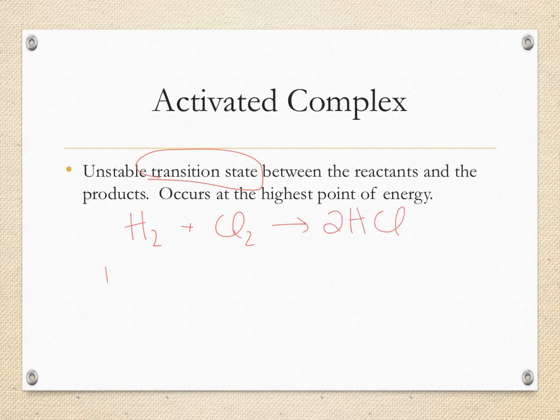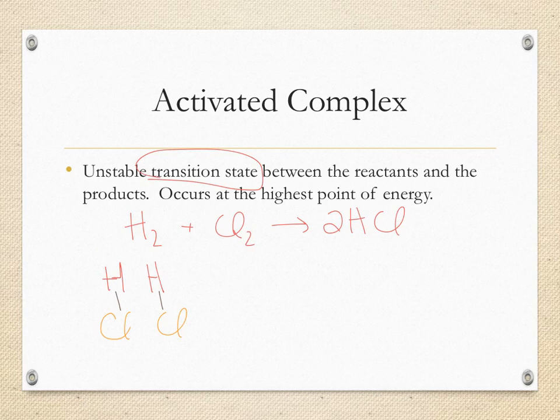So let's just say my hydrogen molecule looks like this. We've got two hydrogen atoms that are connected together. And my chlorine looks like this, two chlorine atoms that are connected together. And let's just say hydrochloric acid looks like this. And those get erased. Okay, so there's my hydrochloric acid. So an activated complex is a transition state between the reactants and the products.